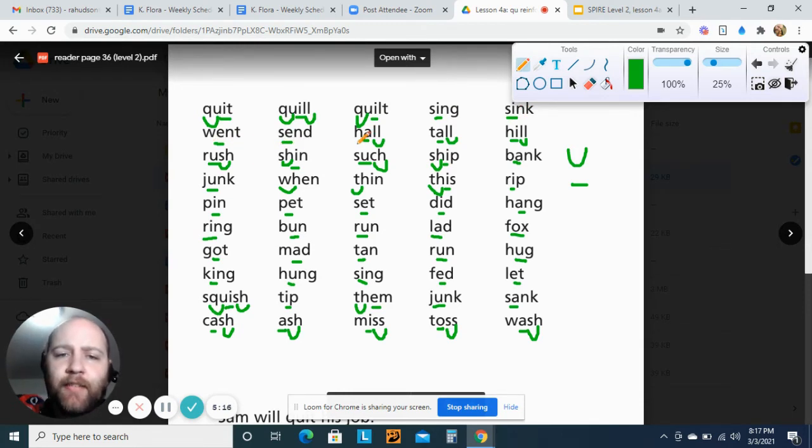Went, send, haul, tall, hill, rush, shin, such, ship, bank. Junk, when, thin, this, rip, pin, pet, set, did, hang, ring, bun, run, lad, fox, got, mad, tan, run, hug, king, hung, sing, bed, let, squish, tip, them, junk, sank, cash, ash, miss, toss, and wash.